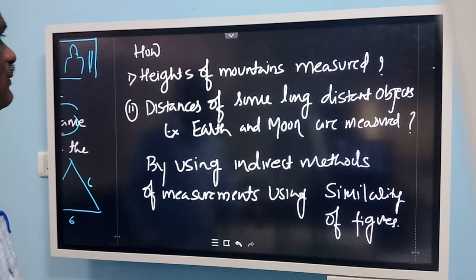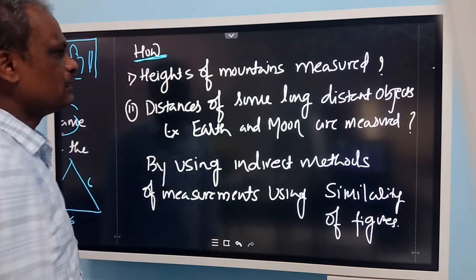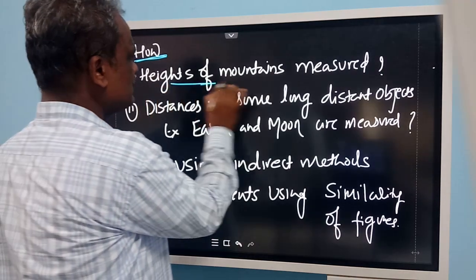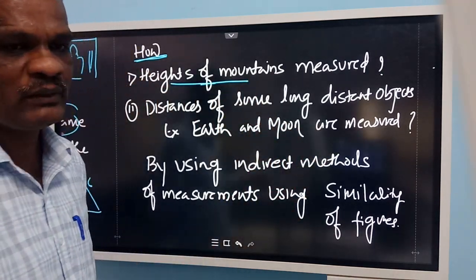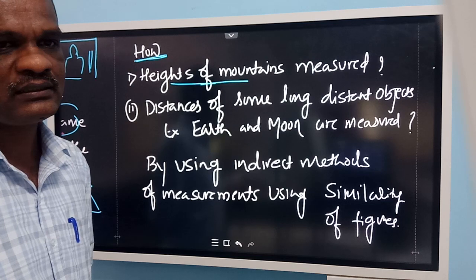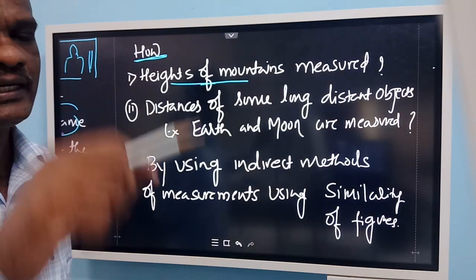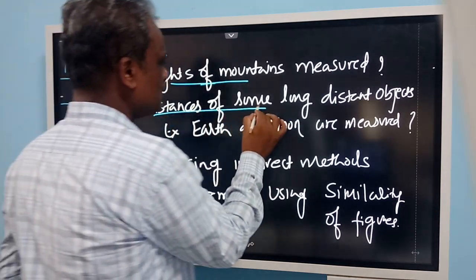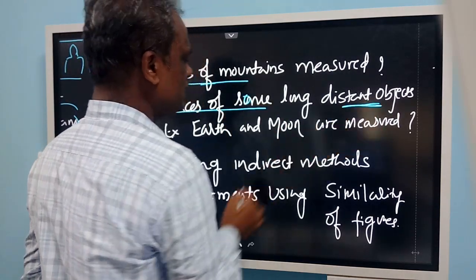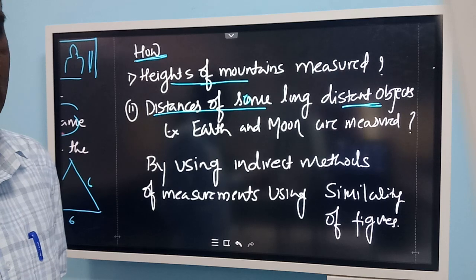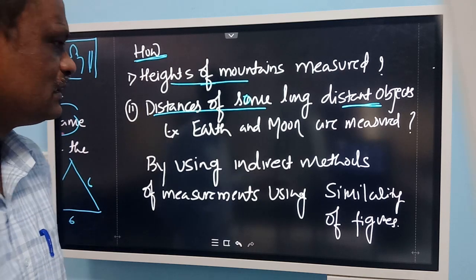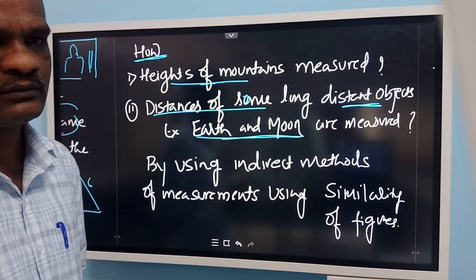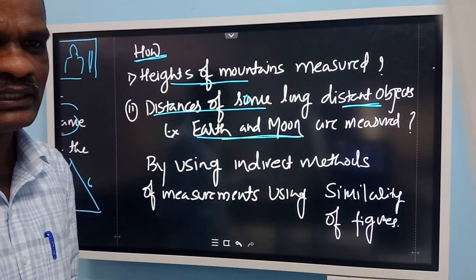using the similarity concept, do you know how the heights of mountains are measured? This is a question here. Heights of mountains, Mount Everest or any big mountains near you. How to measure? It is not possible to measure using a tape. Directly you cannot measure. Even the distances of some long distant objects, maybe the moon or Mars, any planets. You want to find out the distance between the Earth and the moon. You cannot measure by any instrument.